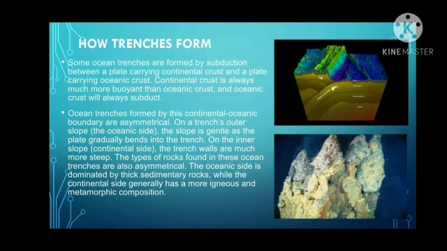The types of rocks found in these ocean trenches are also asymmetrical. The oceanic side is dominated by thick sedimentary rocks, while the continental side generally has a more igneous and metamorphic composition because it is located near the magma chamber.